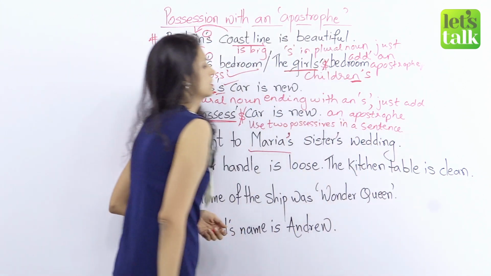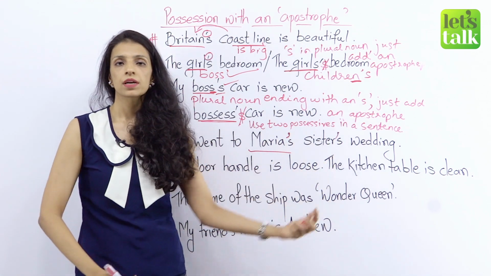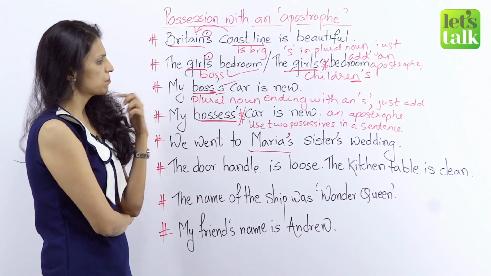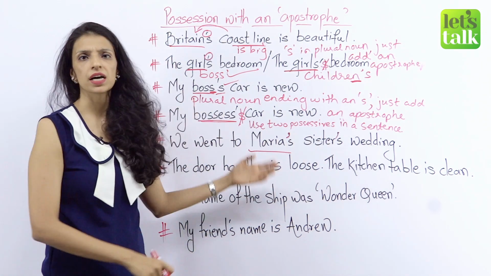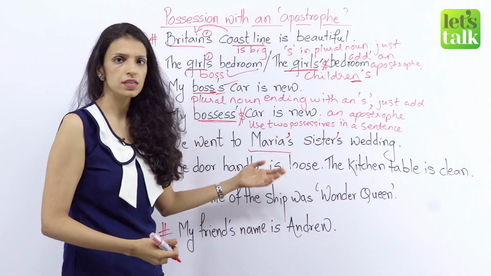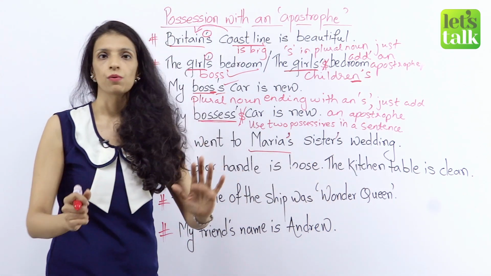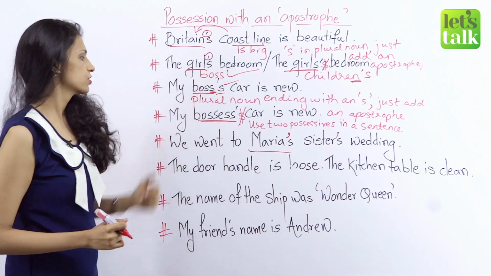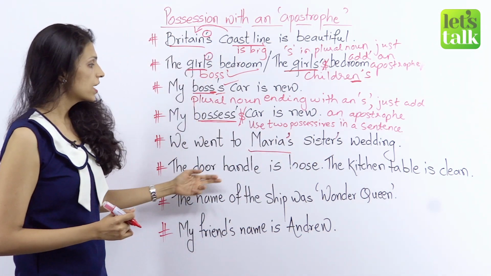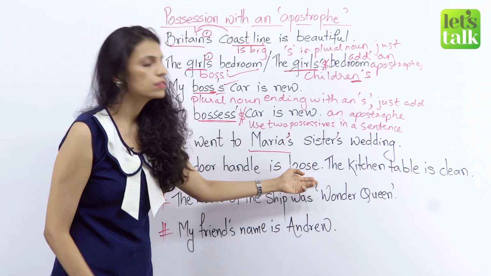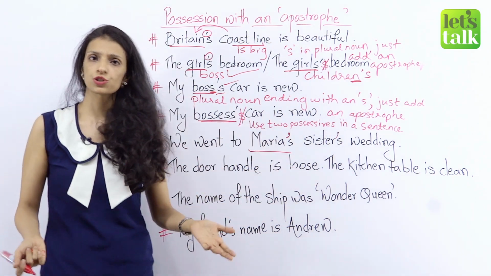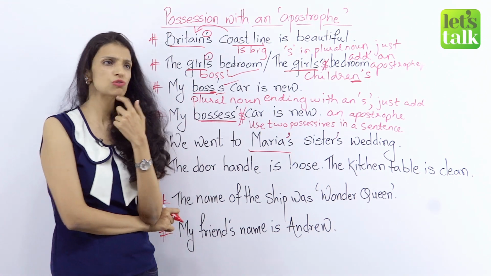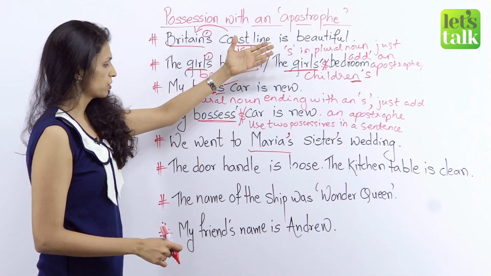Okay. So remember, there are a lot of people who get confused and say, hey, we cannot say things like Maria's sister's wedding, or people write Maria's sister's wedding, or some people write Maria's sister wedding. No, go ahead and use two possessives, two apostrophes to show possession. The next one, the door handle is loose. Now, I have not used an apostrophe here. You must be wondering, she's supposed to teach us possession with apostrophe.